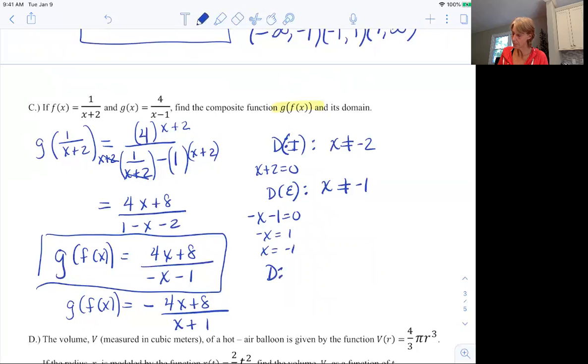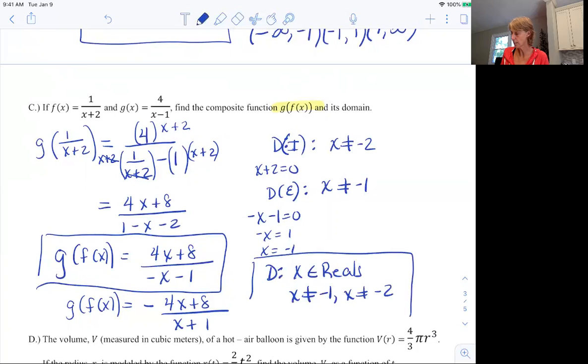Overall domain, x belongs to reals. X can't equal negative 1. X can't equal negative 2. I'm not going to bother writing it in interval notation, okay? But just be aware that that is a way you can express it.